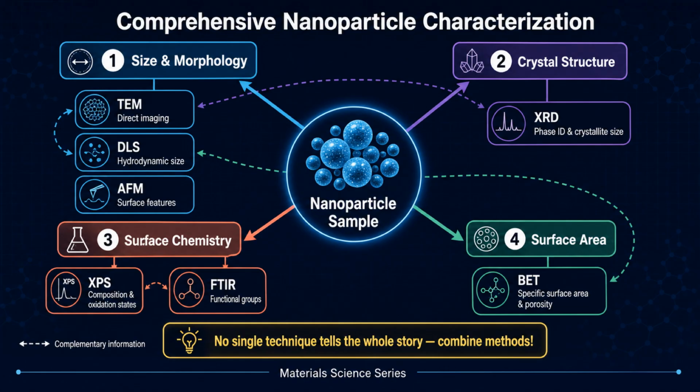For crystal structure, XRD identifies phases and estimates crystallite size through peak broadening, while HRTEM and SAED provide local structural information. For surface chemistry, XPS gives elemental composition and oxidation states, while FTIR identifies functional groups and organic coatings. For surface area, BET measures specific surface area and porosity.